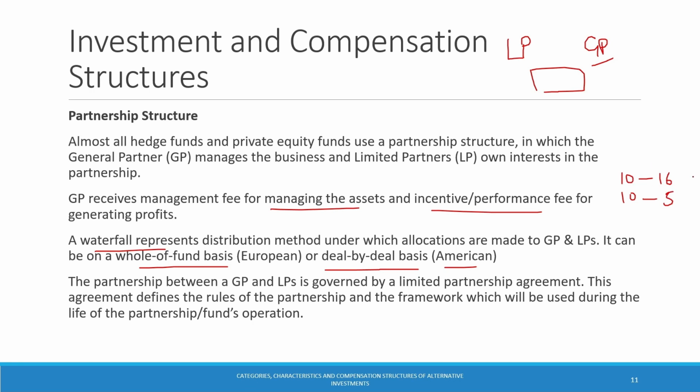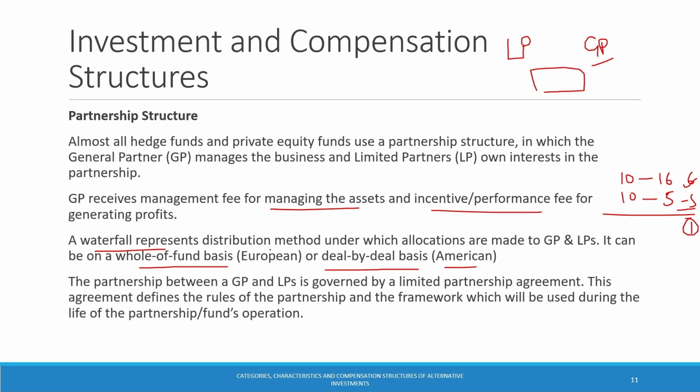So net profit here is 6, over here it is -5. So on a European basis, the net profit will be termed as 1. So this 1 will be distributed between the LP and GP. But in the case of the American structure, because we make $6 million here, the distribution of this 6 will be different from the loss here.